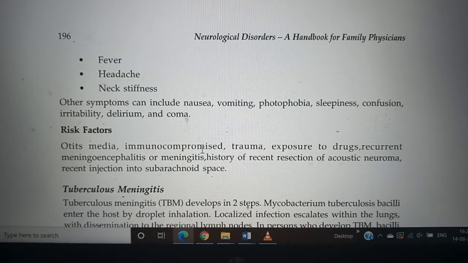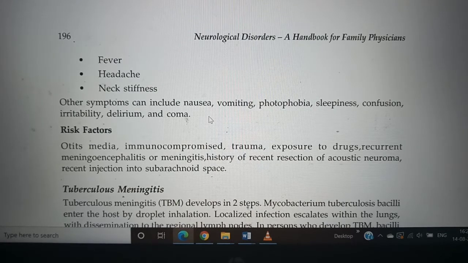So there are other symptoms that the patient can have. They can have nausea, vomiting sensation. They can also have vomiting, photophobia, which is fear of the light, sleepiness, fatigue, that is being tired, confusion, irritability, delirium, and even coma. So these are the other symptoms that occur with meningitis.